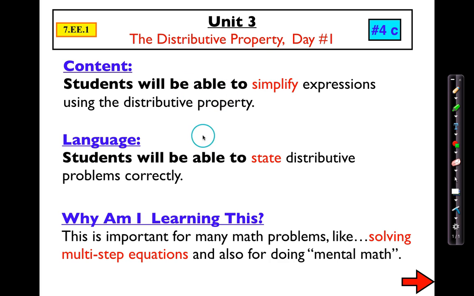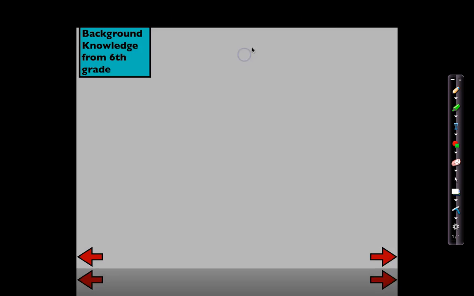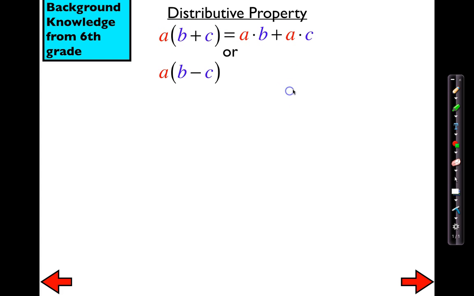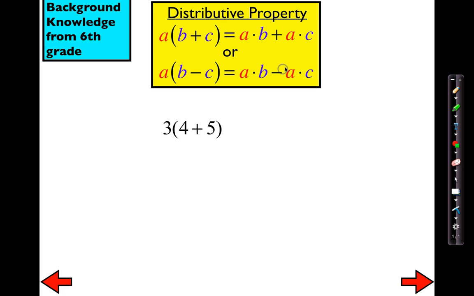Why am I learning this? Well, it's important for many math problems such as solving multi-step equations, also for doing some mental math. Background knowledge from 6th grade is you should have gone over the distributive property. So A times the quantity B plus C is basically A times B plus A times C, or A times the quantity B minus C is equivalent to A times B minus A times C.